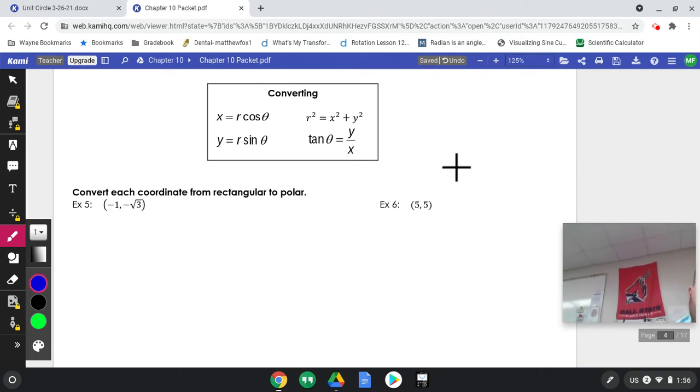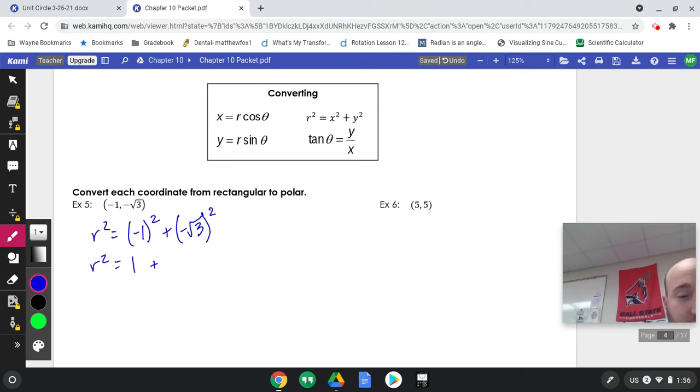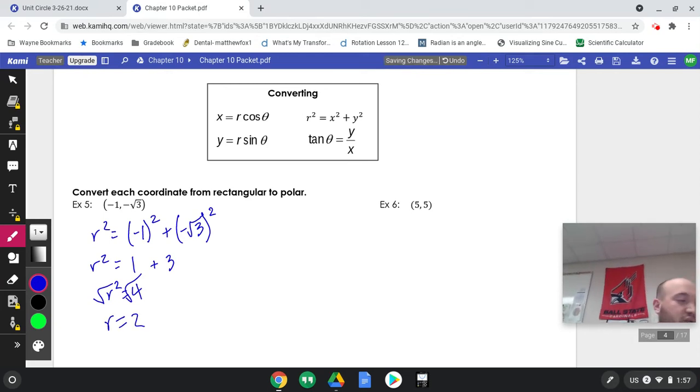And so if we think about it, for this first one, r squared is going to equal negative 1 squared plus negative square root of 3 squared. So if we do this, negative 1 squared becomes 1. Negative square root of 3 squared. Negative times negative is always positive. Square root of 3 times square root of 3 becomes 3. So r squared equals 4, and hopefully you know square root of both of those, we will get 2. Okay. Now, technically we could get negative 2. We are going to find these for the positive value of r today.